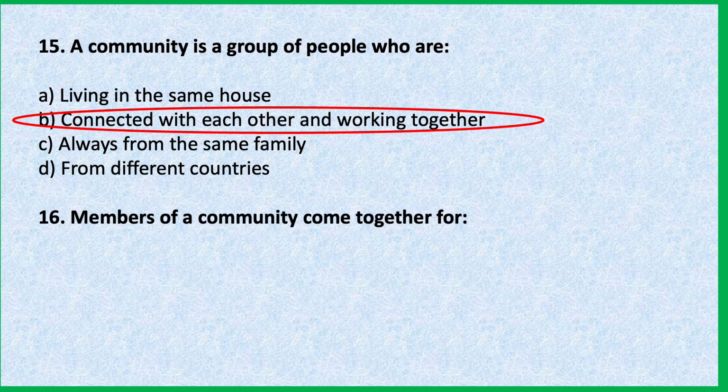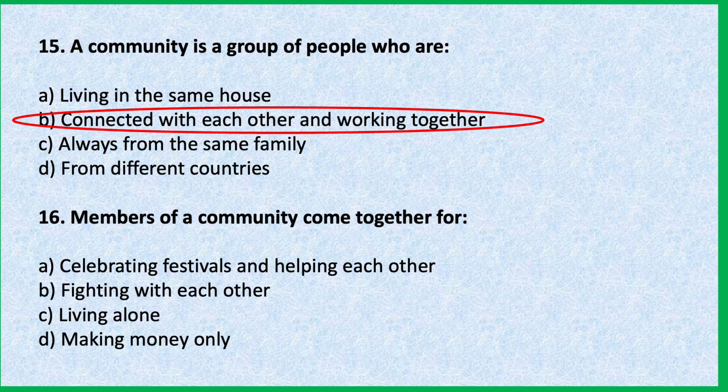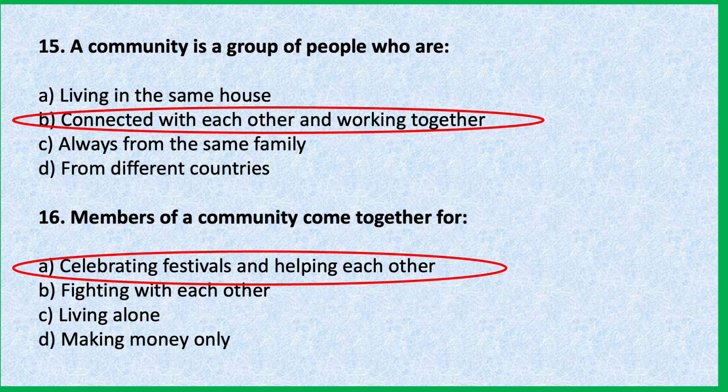Members of a community come together for, options are celebrating festivals and helping each other, fighting with each other, living alone, making money only. Which is the correct answer? Members of a community come together for celebrating festivals and helping each other.